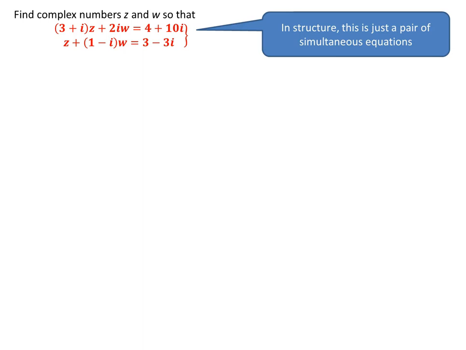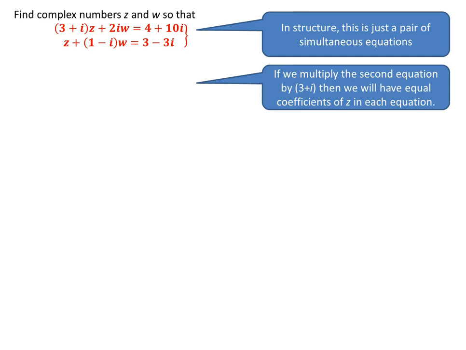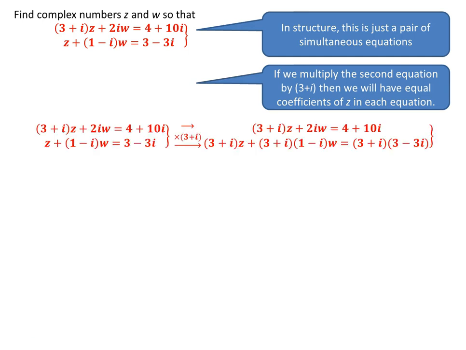So, looking at the equations, we can see that if we multiply through the second equation by 3 plus i, then we will have equal coefficients of z in each of the two equations. So, doing precisely that, leaving the top equation alone, multiplying the bottom equation through by 3 plus i. The top equation is unchanged, the bottom equation just becomes 3 plus i times z plus 3 plus i times 1 minus i times w equals 3 plus i times 3 minus 3i.